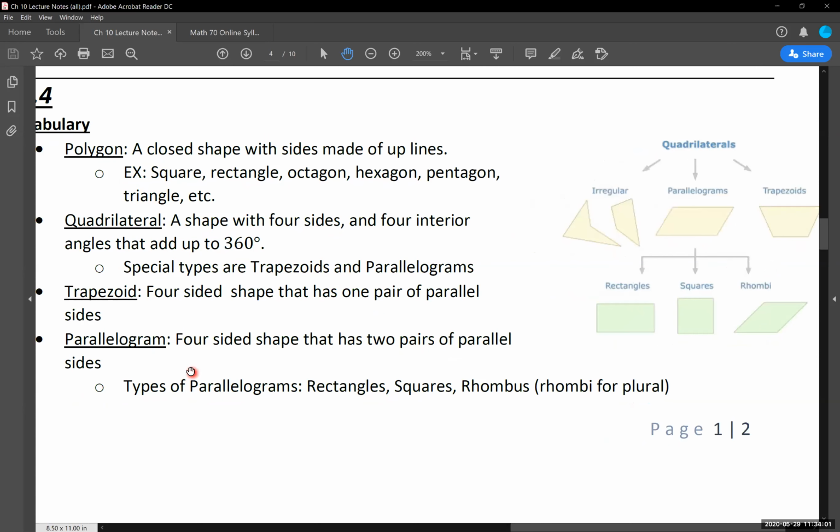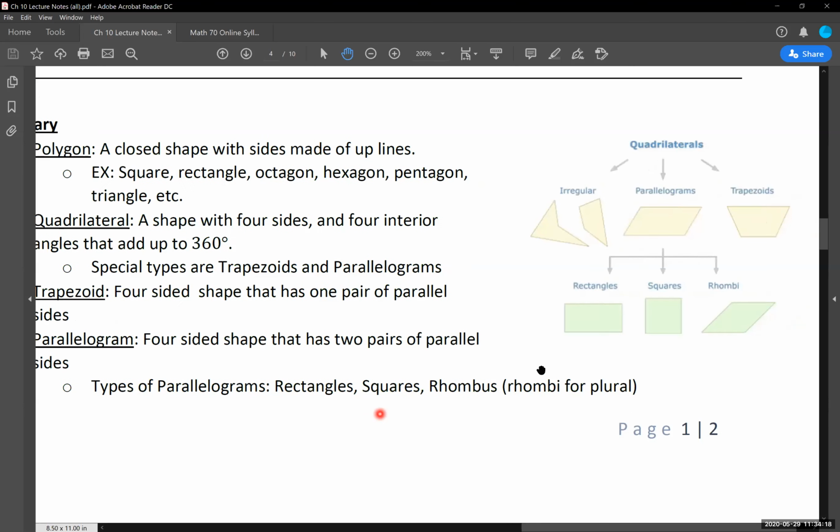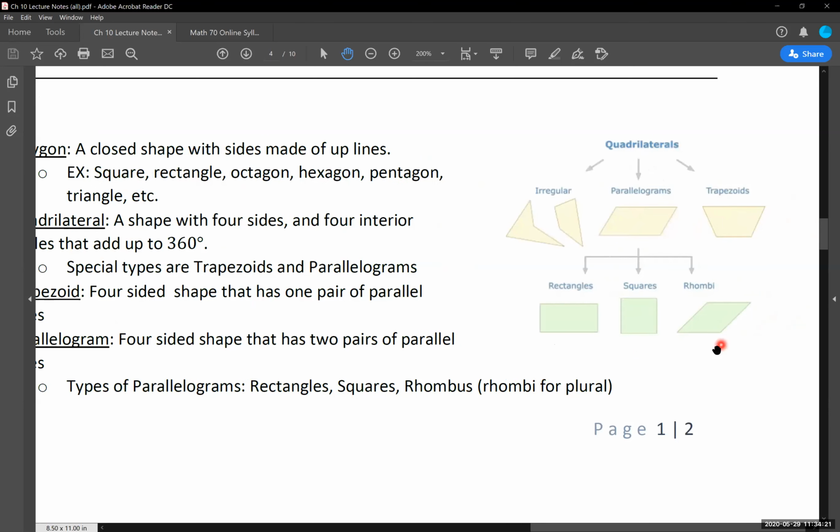So a parallelogram is a 4-sided shape that has 2 pairs of parallel sides. So a trapezoid only has 1 pair, a parallelogram has 2. Some types of parallelograms that we have are rectangles, squares, and the rhombus, or rhombi is the plural for that, where we can see these 2 sides are parallel, these 2 sides are parallel, and then you look vertically, these 2 sides are parallel here, these 2 sides are parallel here, and while these aren't vertical, we can see that these 2 slope sides are parallel to one another as well.